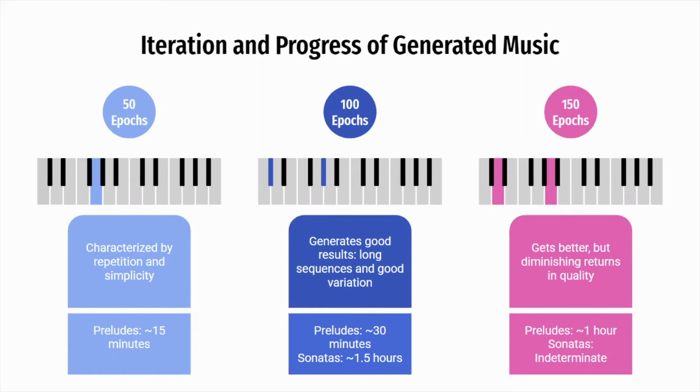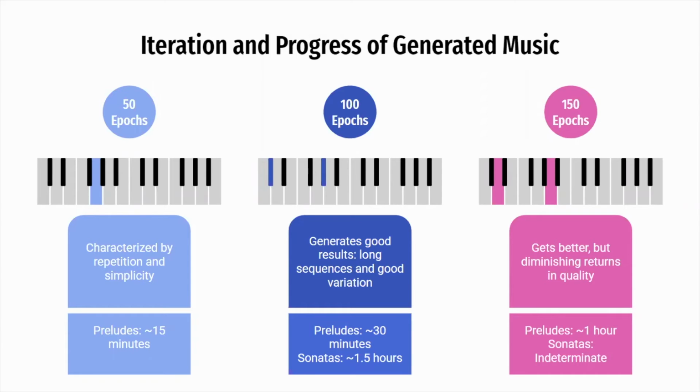And then we tried to see what it would look like at 150 epochs. It would get a little bit better, but not really noticeable, with diminishing returns in terms of quality. But it took significantly longer, about an hour for preludes, and sonatas would go on quite likely overnight. Based on our training resources, we decided to stick to 100 epochs.